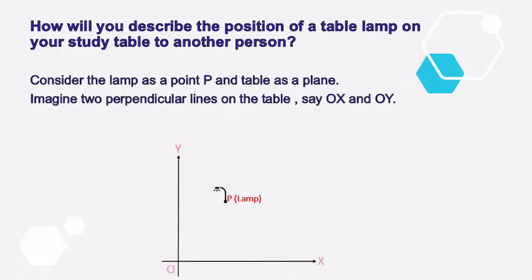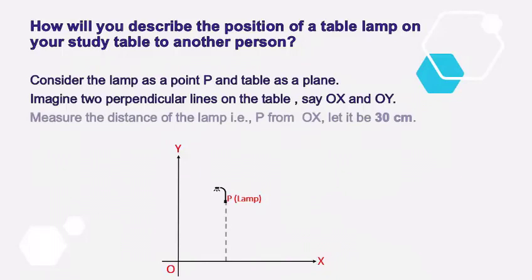We will name them OX and OY. Those lines will divide the table into 4 sections. The lamp will be in one section. So, here in the picture, only that section is shown. To explain the position of the lamp, what you have to do is measure the distance of the lamp from OX. Say it is 30 centimeter. OX we take as the horizontal line and OY the vertical line. So the distance of P from OX we are taking as 30 centimeter.